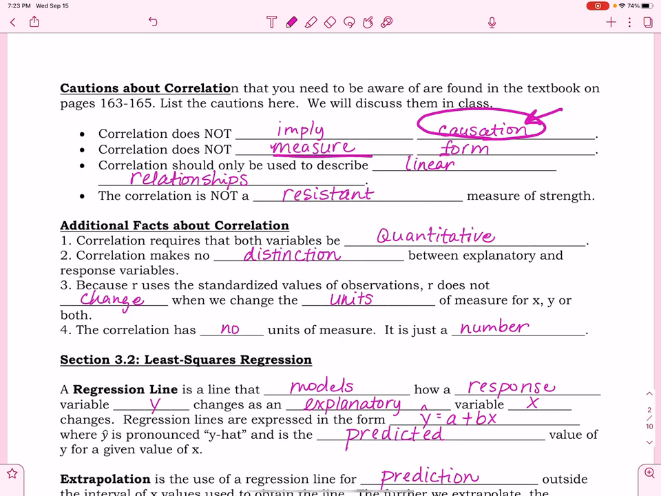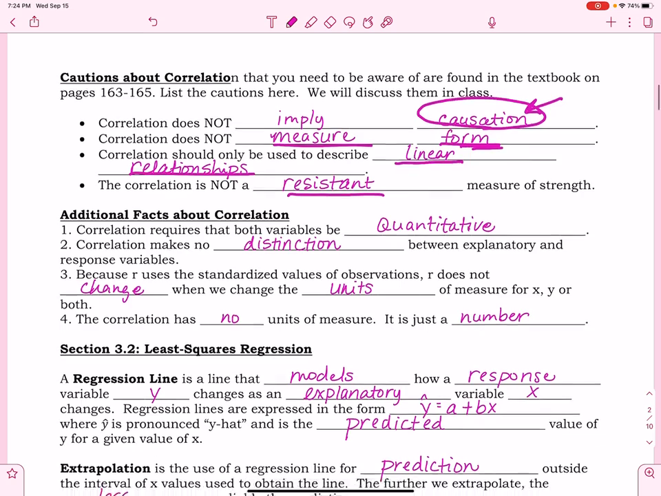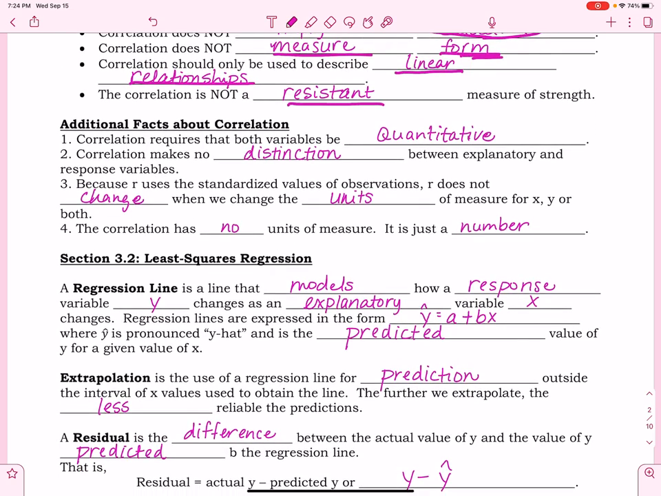Correlation does not measure form. So if you've got a set of ordered pairs that don't form a line, but they're really close together and have a strong association, you'll still have a high correlation, but we don't use them for anything other than linear relationships. So even if the correlation is really strong, it doesn't automatically mean that it's linear. That's what I mean by not measuring form. So you have to have a scatter plot or a line to go with it. All right, so correlation, of course, is not resistant to extreme values. It will drastically change if you have an outlier or something that lies outside the pattern of most of your data.